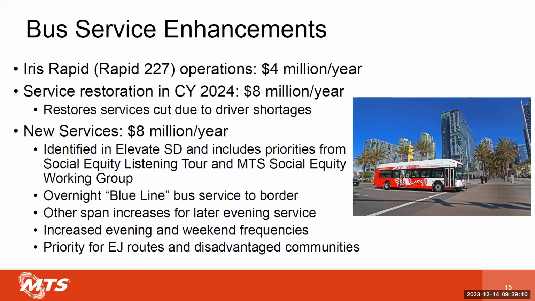These are things that were identified in a number of ways. One is through our Elevate SD program just before the pandemic, and includes some priorities that we've heard from the Social Equity Working Group as well as during our Social Equity Listening Tour. It includes overnight Blue Line bus service to the border, and I'll talk a little bit more about that. Other span increases for later evening service and also on weekends, and we've prioritized routes that go through disadvantaged communities.